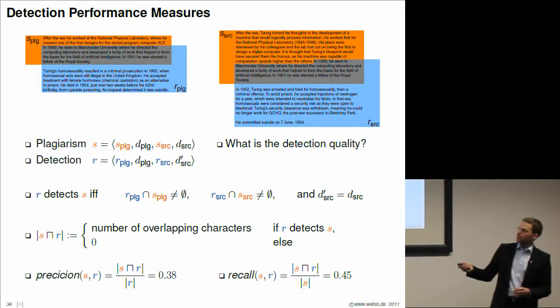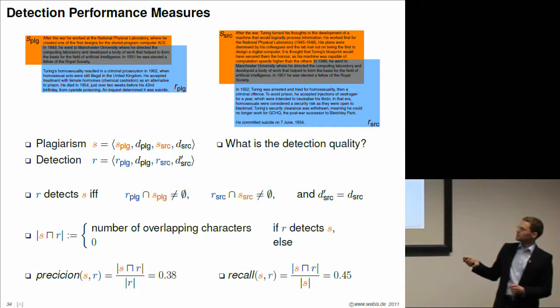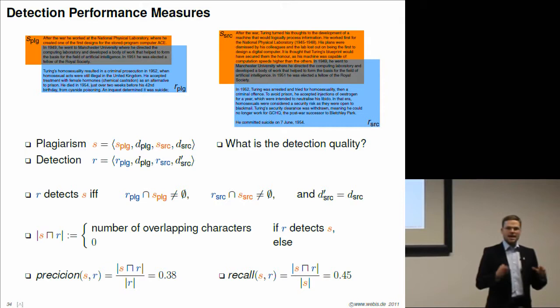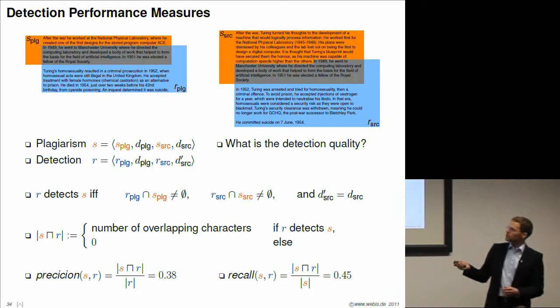So, more abstractly, precision computes if everything that has been detected should have been detected. Recall, on the other hand, divides the number of overlapping characters by the total length of the plagiarism case on both sides. Recall computes if everything that should have been detected has been detected. Now, these two measures are well known in information retrieval and very often used. And this was our intuition to compute the quality of a plagiarism detection.